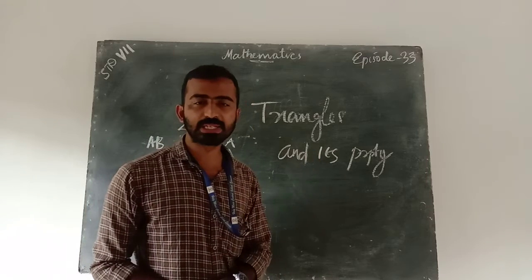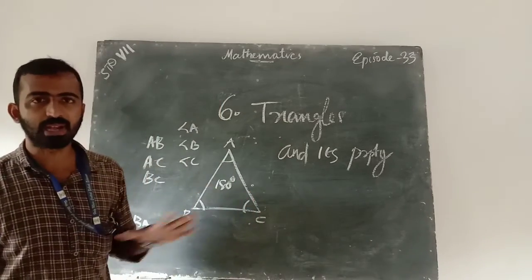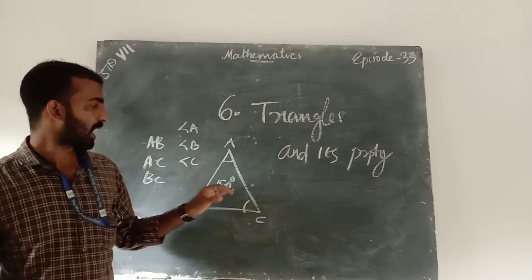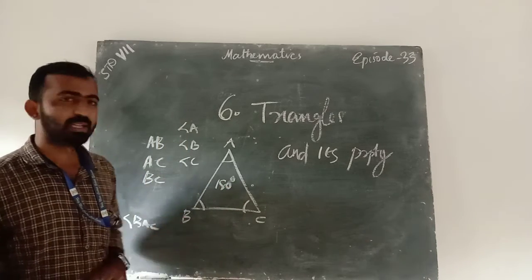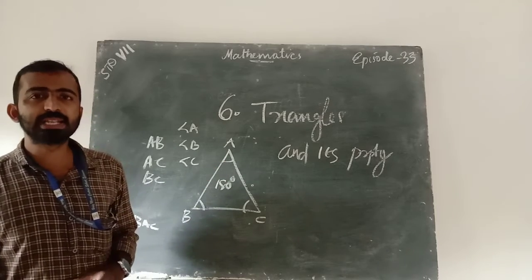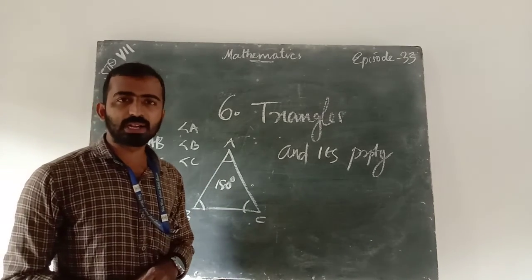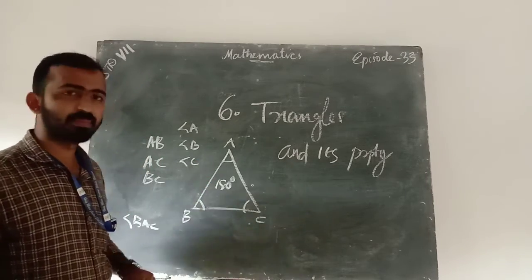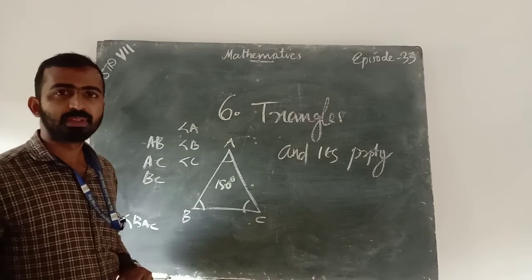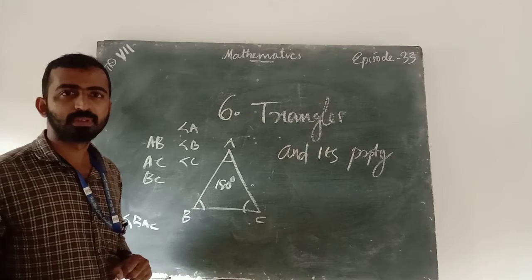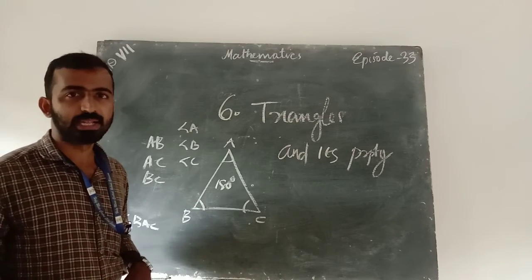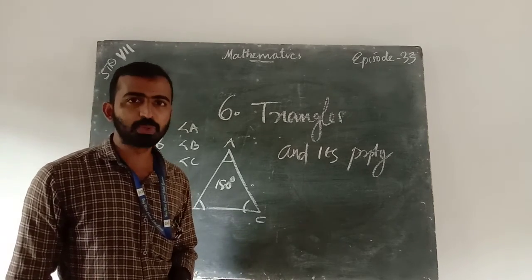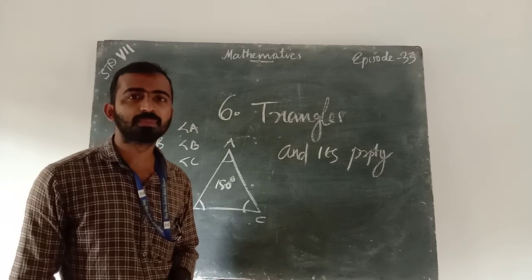Is it clear? A triangle has 3 vertices, 3 sides, 3 angles, and the angle sum is 180 degrees. The vertices are A, B, C. The angles are angle A, angle B, angle C. The sides are AB, AC, BC. And the types of angles are acute angle, obtuse angle, and right angle.